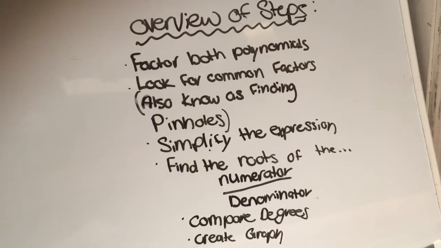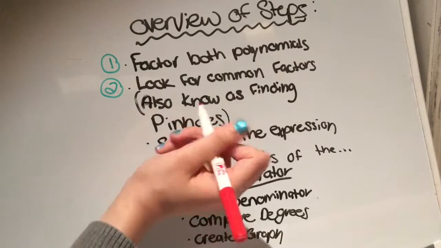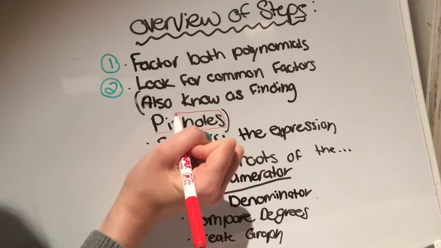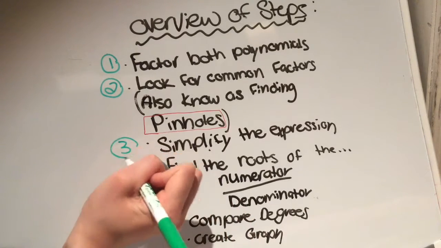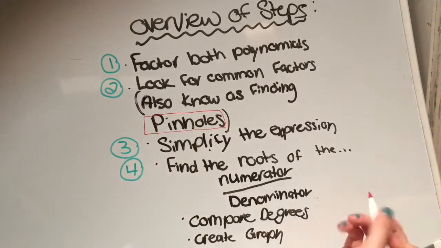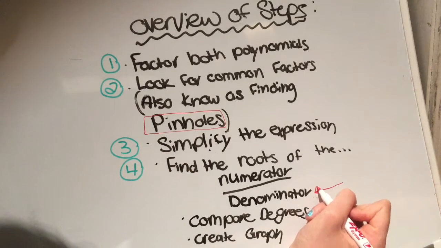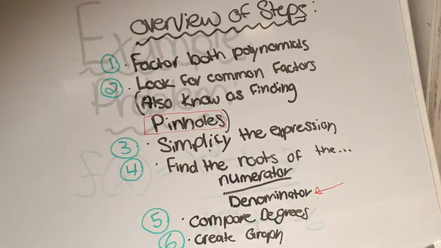We will be using an example problem to solve and better understand this question. We will be using these following steps on the problem. 1. Factor both polynomials. 2. Look for common factors, also known as pinholes. 3. Simplify the expression. 4. Find the roots of the denominator. These will be the vertical asymptotes. 5. Compare the degrees. And 6. Create a graph.